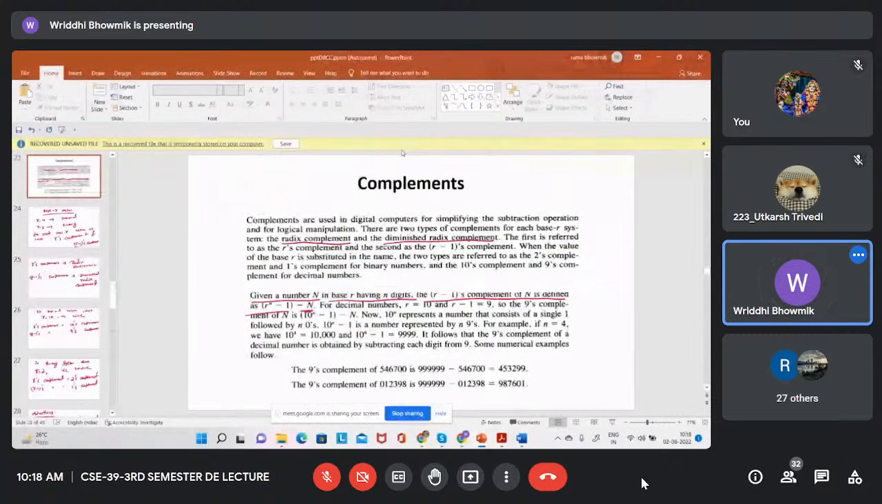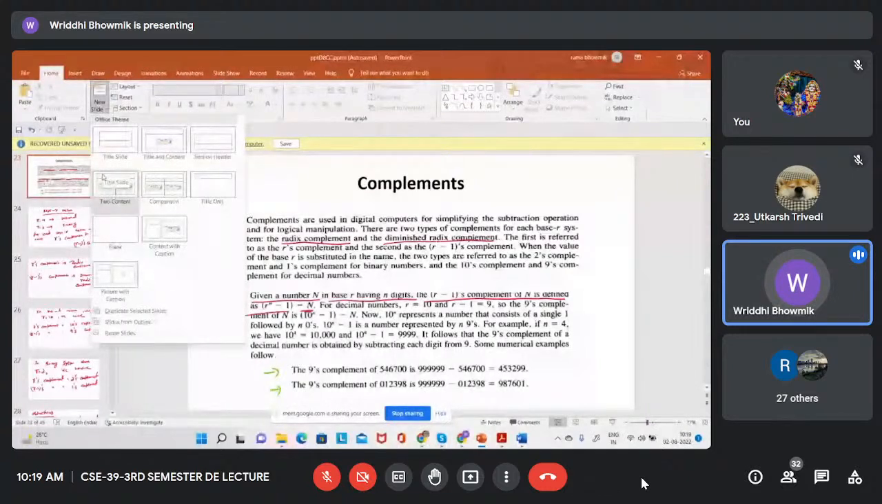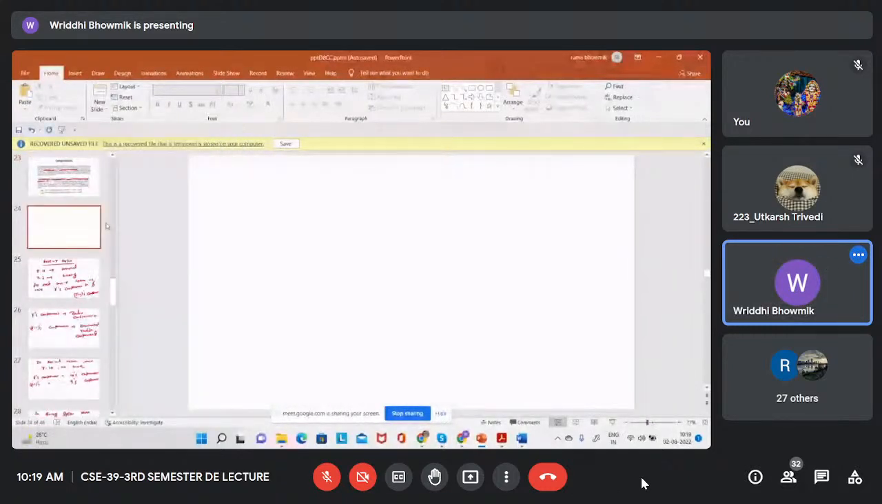Okay. Yes, sir. So you see, there are 2 examples. This is one, this is another. So I'll again show you what are the examples. So 546700, right? 546700. What is the 9's complement of this? So you can easily find it out.